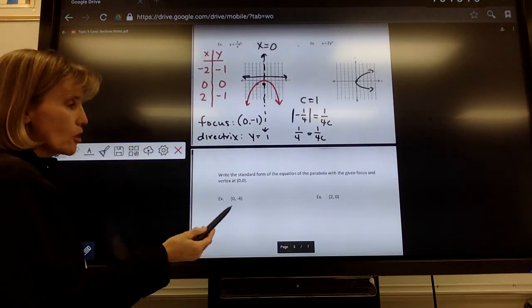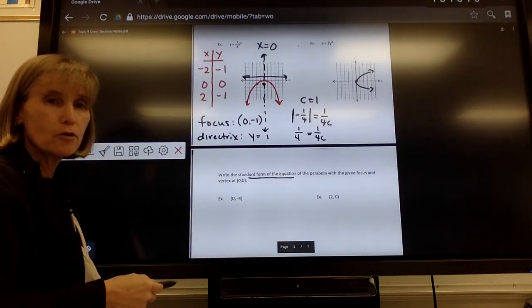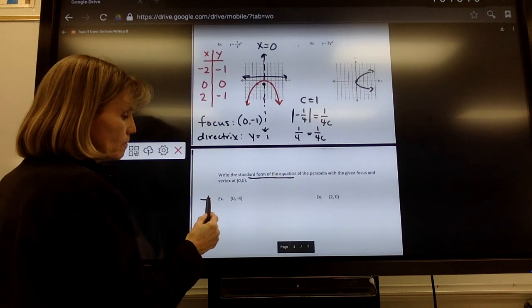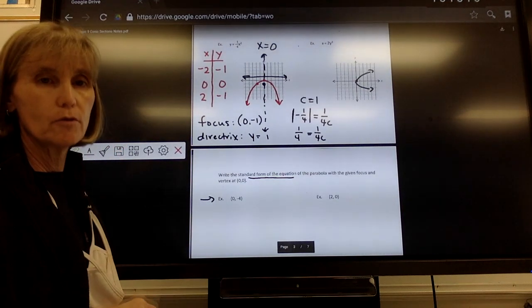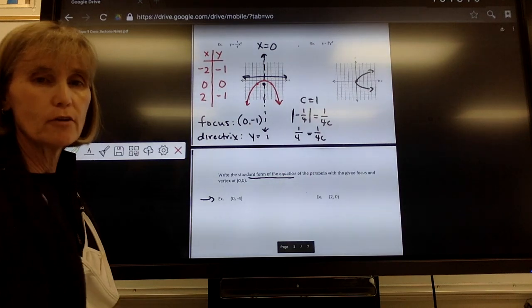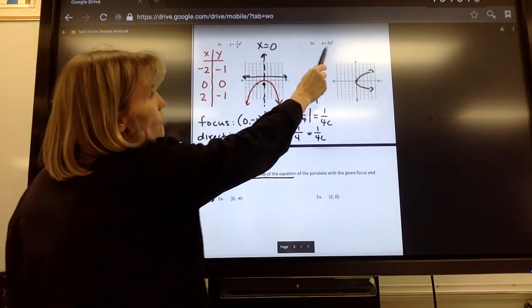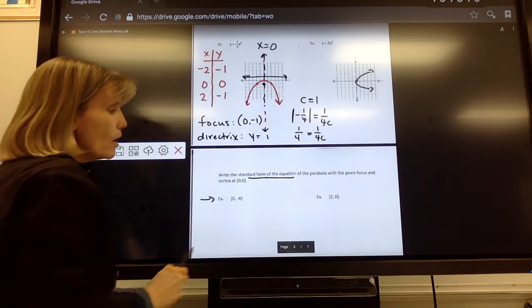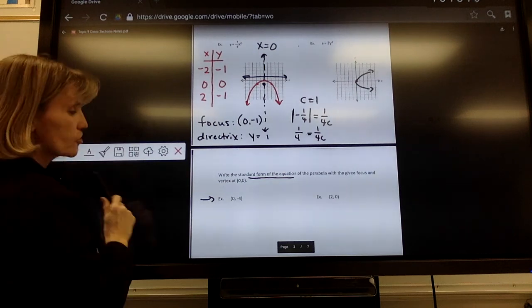Now the other thing I want to talk about is how to write the standard form of the equation. They're going to give you either the focus, like here, or a little bit further below, they're going to give you the directrix. When they give you the focus or the directrix, you have enough information to come up with the equation. You're trying to write what equation we started with. Okay, and what I do for that is I draw myself a little sketch.